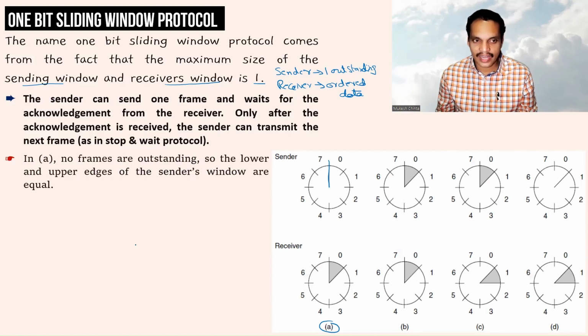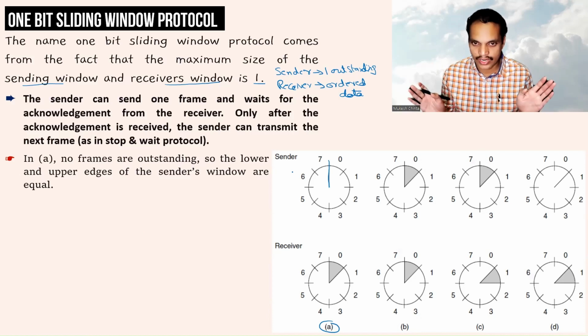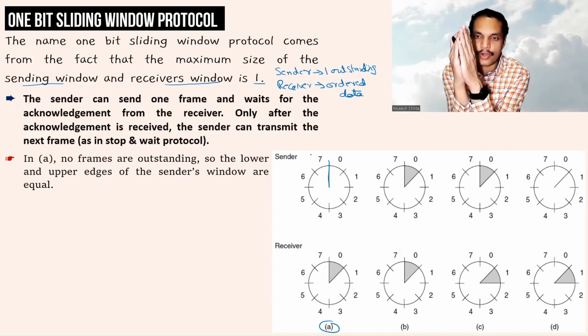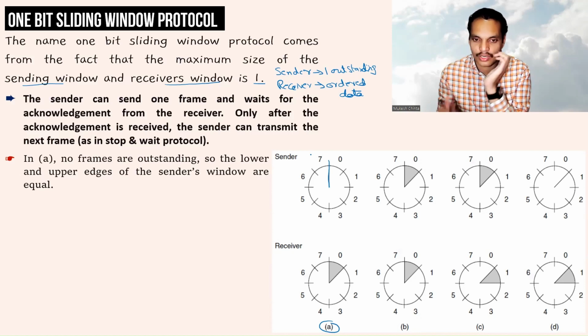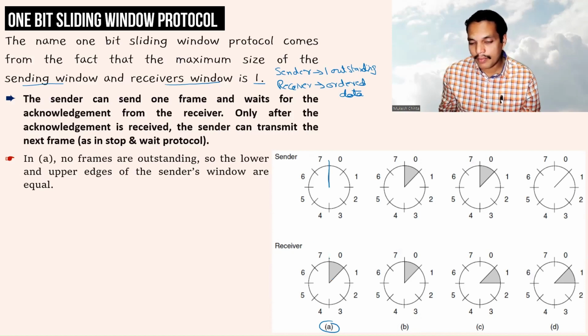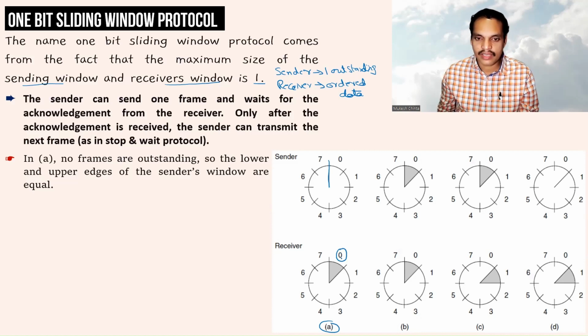Now, initially at A, there are no frames outstanding at the sender. That means the sender has got no data to send. So the sender's window is completely empty, and both the lower and upper edges of the sender's window are equal. Both of them stay at the same location. At the same time, because the size of the receiver's window is 1 and the receiver is only going to accept the frames in sequential order, it points to the fact that the receiver is going to accept only the frame with sequence number 0, because obviously sequence number 0 is the first frame in the list.